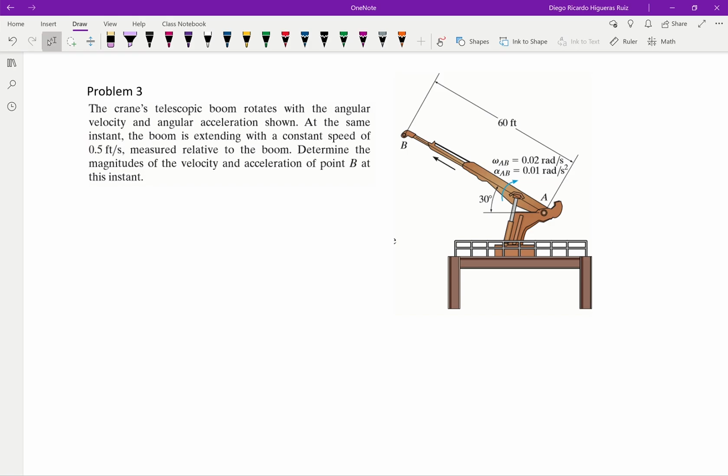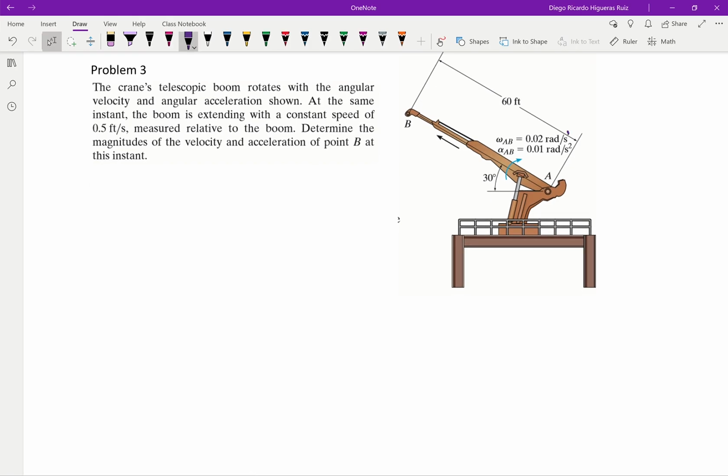So for this problem, the crane's telescopic boom rotates with the angular velocity and angular acceleration shown, right here, this piece of data. At the same instant, the boom is extending with a constant speed of 0.5 feet per second.